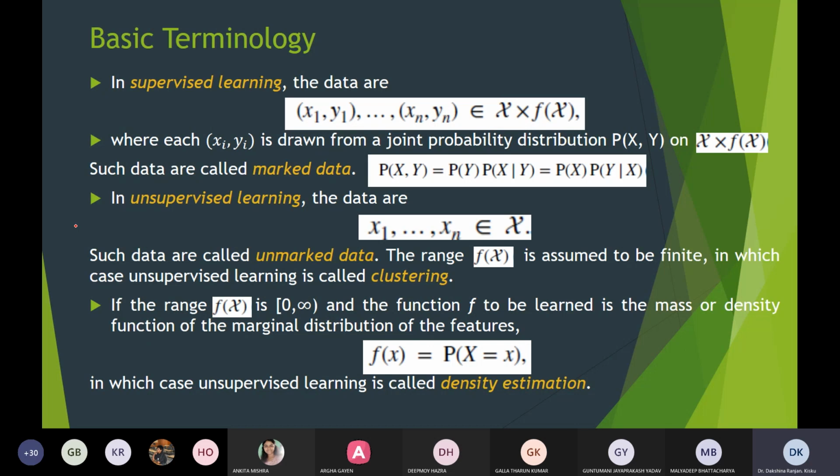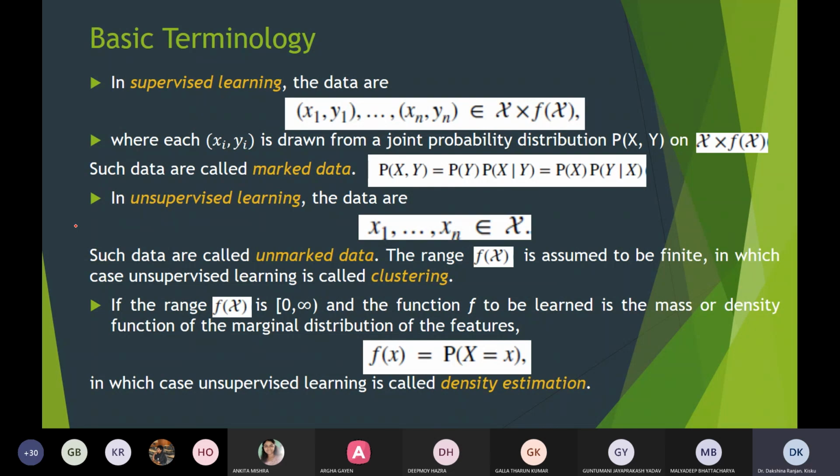Now, what is a joint probability distribution? In a joint probability distribution, the probability distribution is computed for two or more random variables. Here x and y are considered to be two random variables. Then the joint probability distribution p of x comma y can be determined on the feature space and range. Here tilde x is considered as the feature space and f of tilde x is considered as the range. Over this distribution we can compute the joint probability distribution for the two random variables x and y.